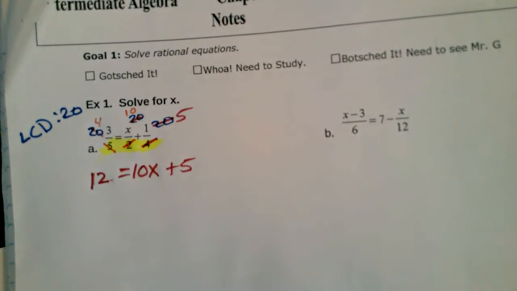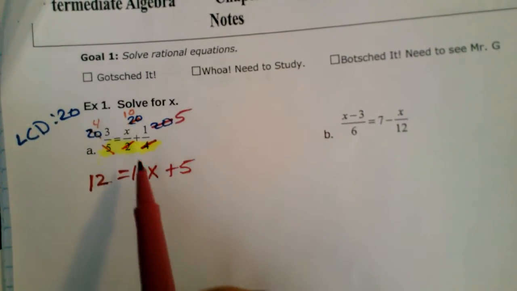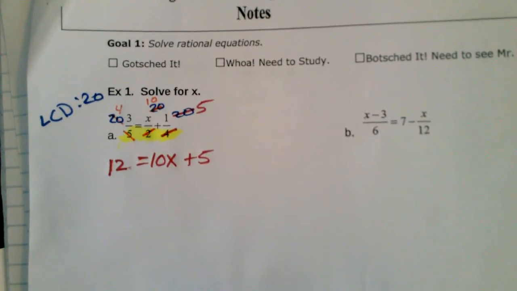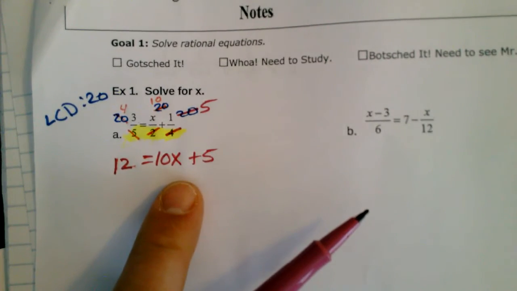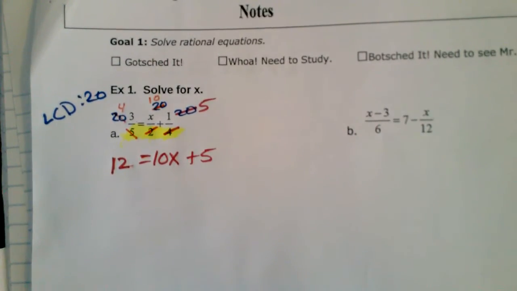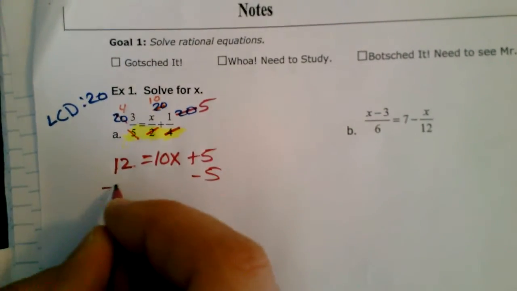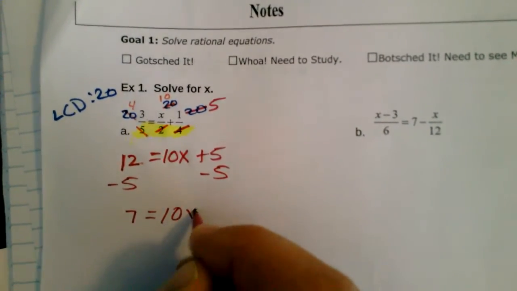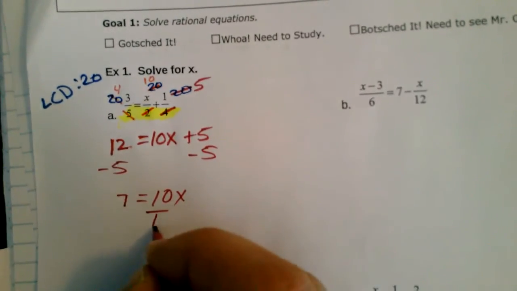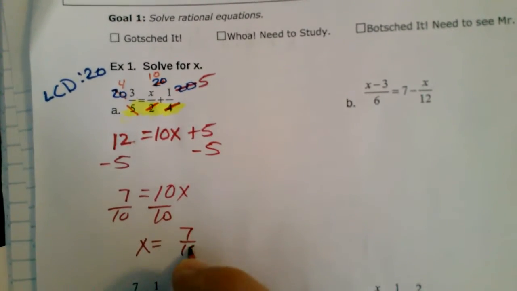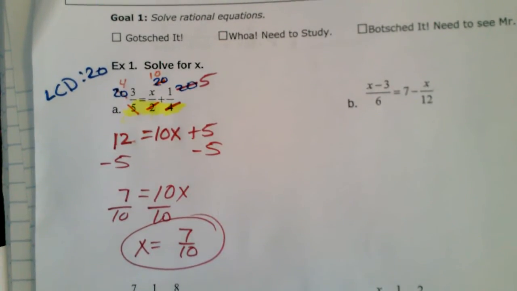So again, the big idea is we're just multiplying by the LCD. We multiply all of these by the LCD, and all these denominators that I have highlighted have disappeared. Now this is pretty easy to solve from here, right? We want to solve for x. We're going to subtract that 5 over. So now we get 12 minus 5 is 7 equals 10x. And then we divide. So the final answer I get is 7 over 10. Okay, and that's it.